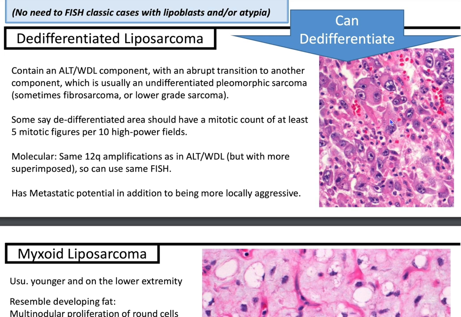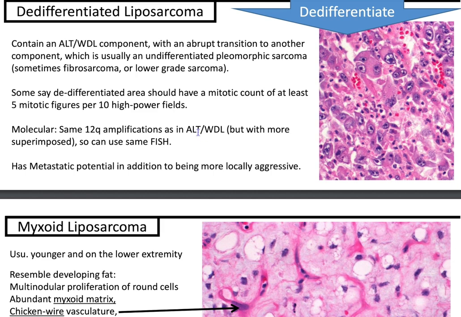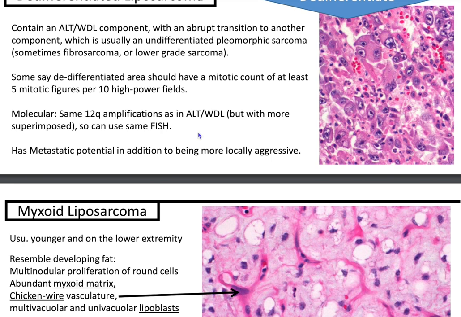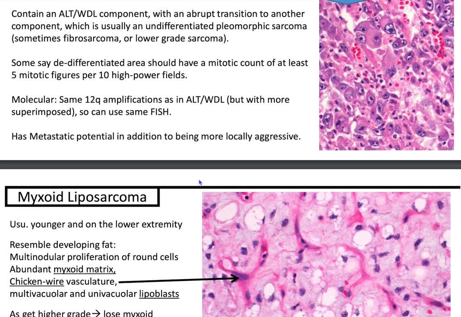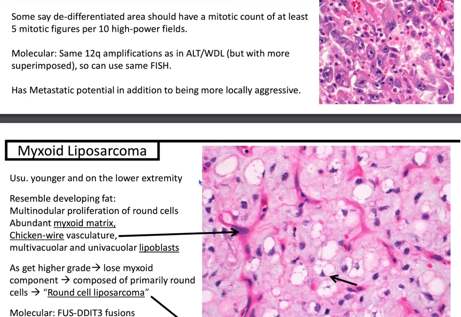Some do say de-differentiated areas should have a mitotic count of at least 5 mitotic figures per 10 high power fields. Molecularly, you can also identify de-differentiated liposarcoma because they should have the same 12q amplification, the MDM2 amplification, as you see in just regular atypical lipomatous tumor, well-differentiated liposarcoma. It does have metastatic potential, in addition to being more locally aggressive.